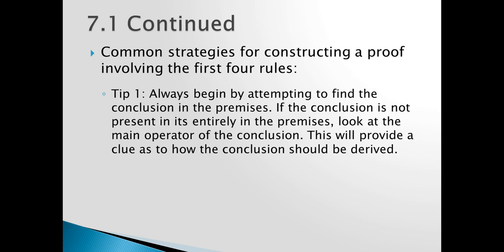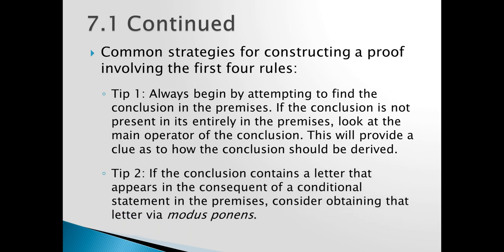So if I have an argument, and I'm trying to get to this conclusion, and I notice that conclusion is already in the premises someplace, like it's nested within a conditional or something else, that gives me a clear strategy for how I need to go about trying to prove it. If it's not there, I need to look for that main operator, and then that's going to give me an idea about how to do it.